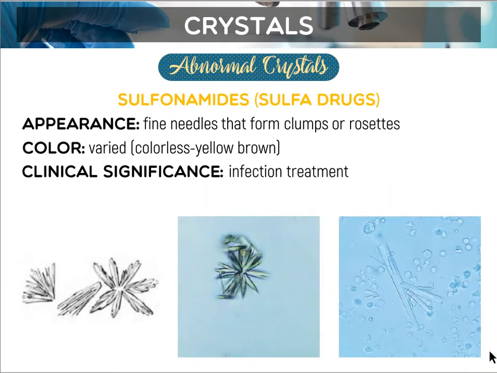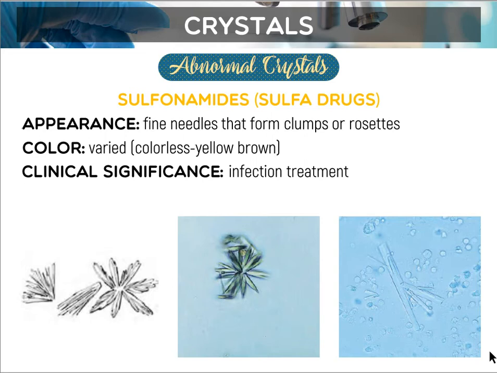Okay? Alright, next we have your sulfonamides or your sulfa drugs. Their appearance is fine needles that form clumps or rosettes. As you can see, you have probably noticed the fine needles that look alike. So that is why it is important that we know the chemical part of the urine, because we can rule out the findings in our patients, all right?